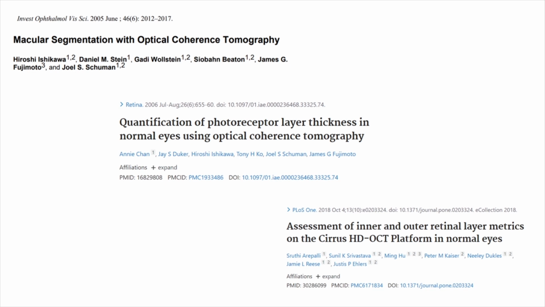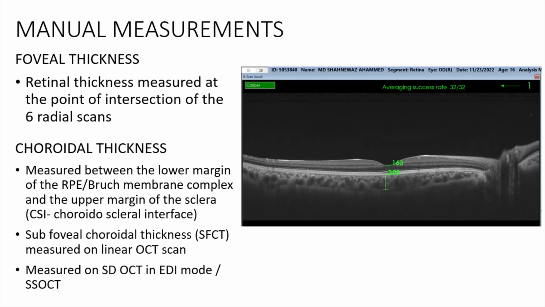Different algorithms are still being generated, but the standardized measurements are still of the total retinal thickness only. Apart from that, for glaucoma evaluation, the retinal nerve fiber layer and the ganglion cell layer can be calculated. Apart from that, we cannot do an automated segmentation currently here. The next part is the manual measurements, which we all know.